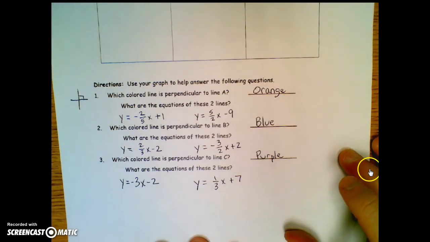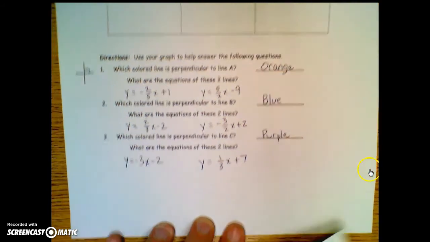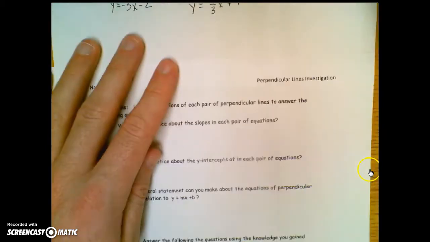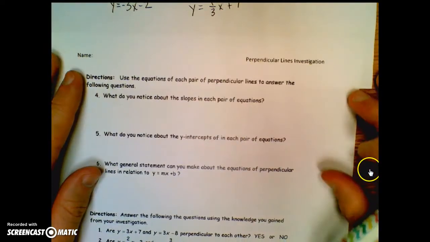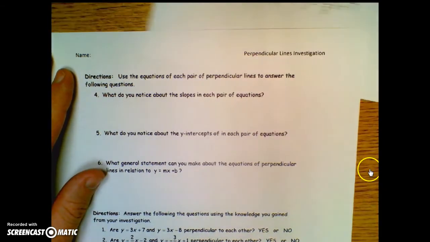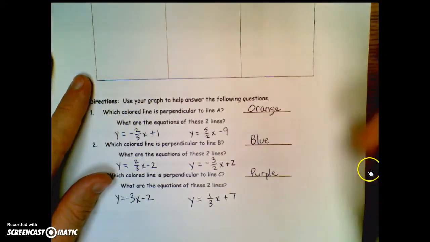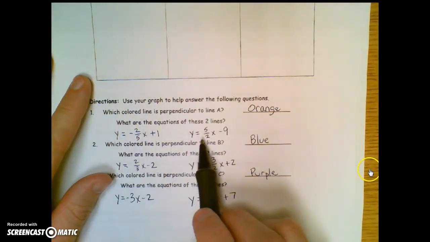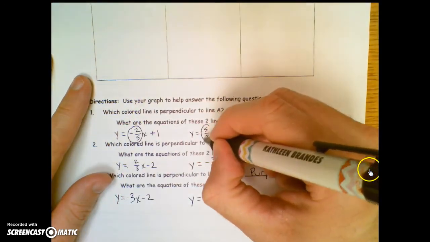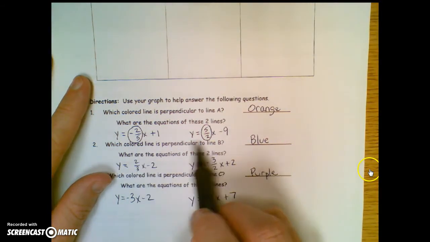So now we've got these relationships. Flip over your paper to the back side, and let's see if we can answer these questions. It says, what do you notice about the slopes in each pair of equations? So let's look at the first pair. Here are my slopes. Do you see any relationship between them? Well, I see the same numbers, 5 and 5 and 2 and 2.